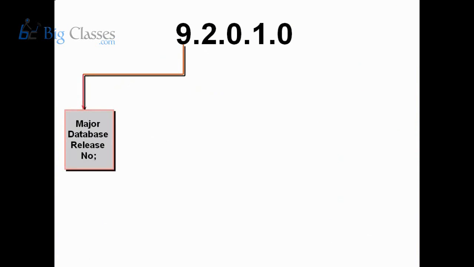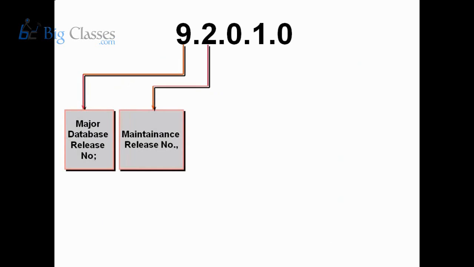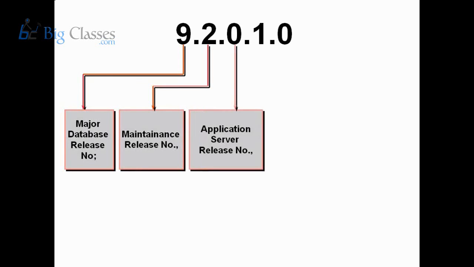And you can see what 9.2.0.1.0 is. Here 9 is the major database release number, and this is the maintenance release number. Maintenance release number means if they are doing any changes, like if their clients are facing any bugs or issues, they give some more patches for that. If you apply the patches, these maintenance release numbers will change, like 9.1.0, that means 9.1.0.1 or 9.2.0.1. In that way the maintenance release number will change. And here 0 is the application server release number.